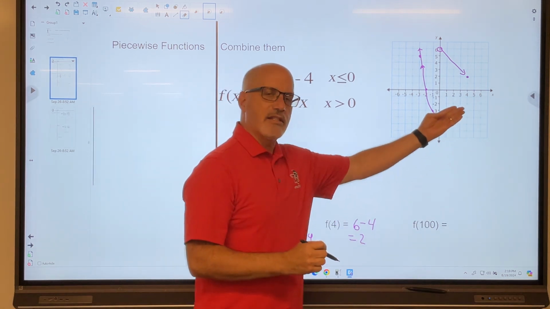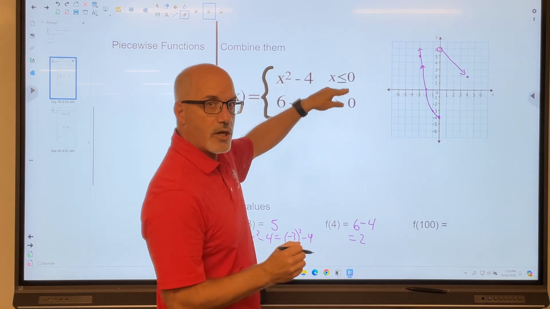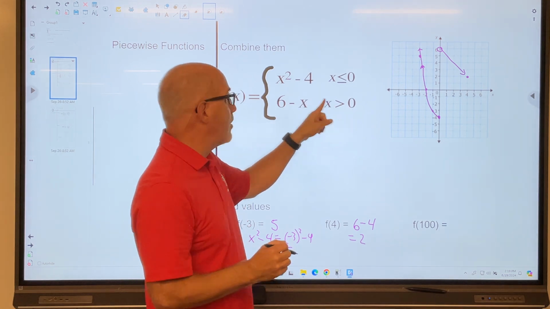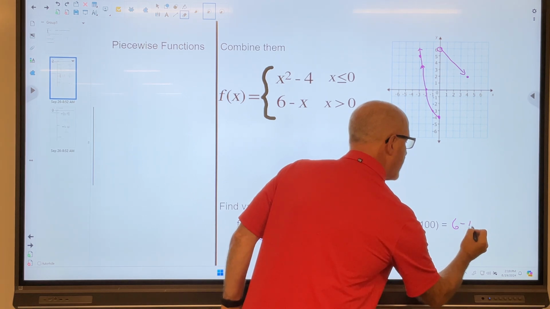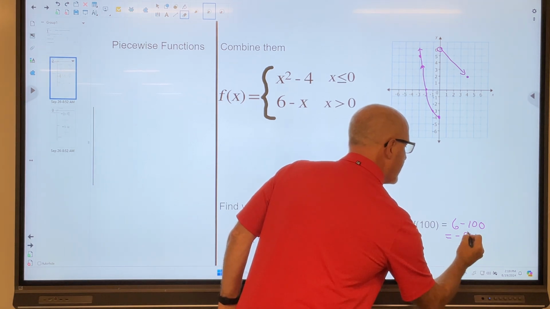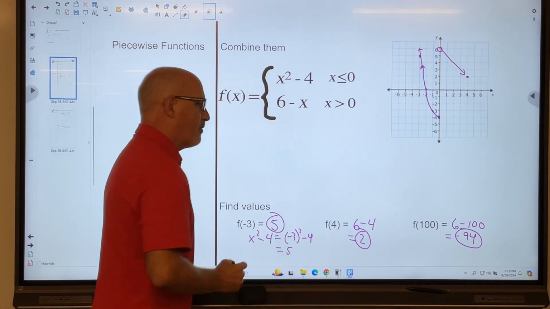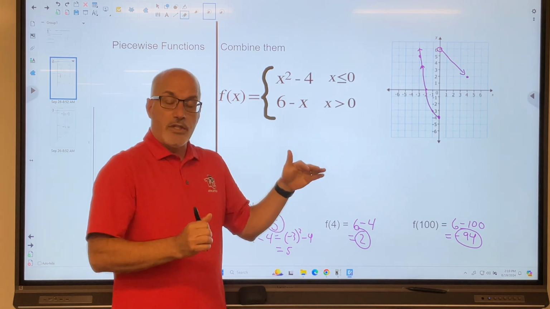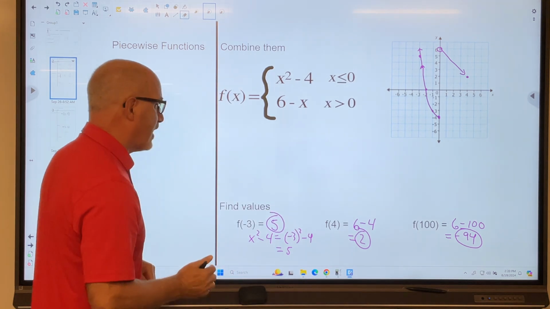Now what about 100? It doesn't even show up on my graph. So an x value of 100, which of these two restrictions does it fall into? It falls into this one. 100 is greater than 0. So I'm going to use this rule. 6 minus 100 is going to give me a negative 94. So when you're trying to find function values, you see which of the domain restrictions it falls in, put in the x value, and find the y.